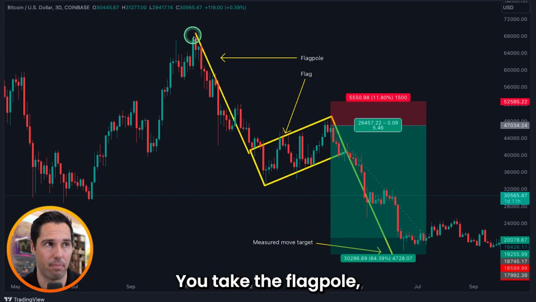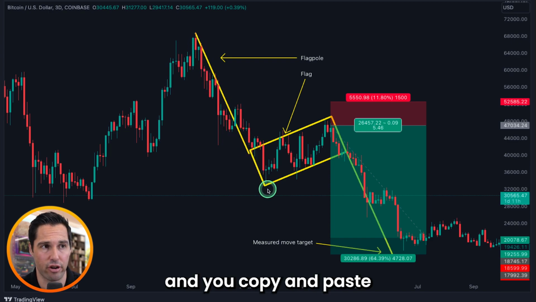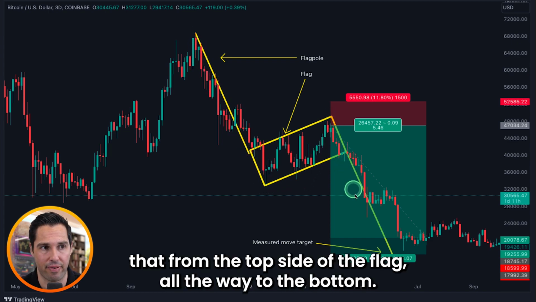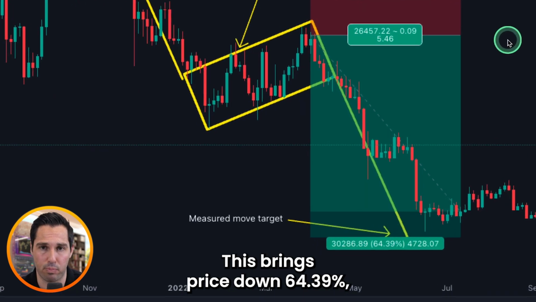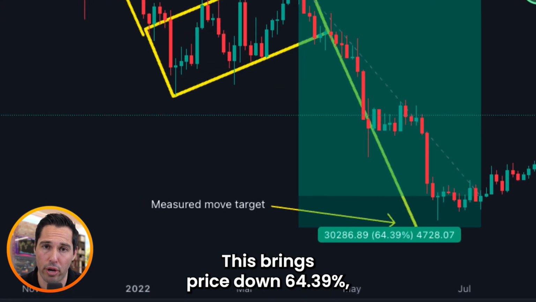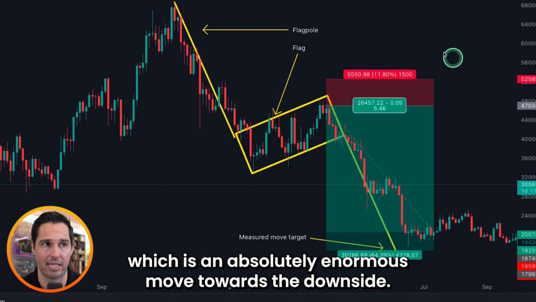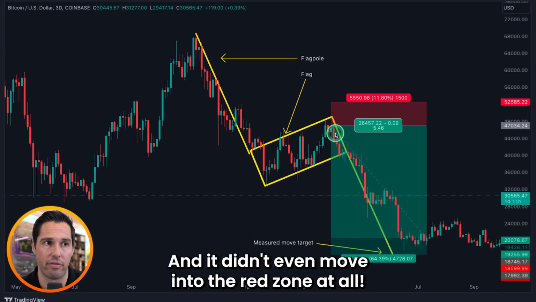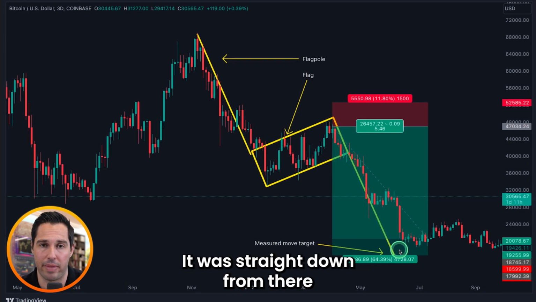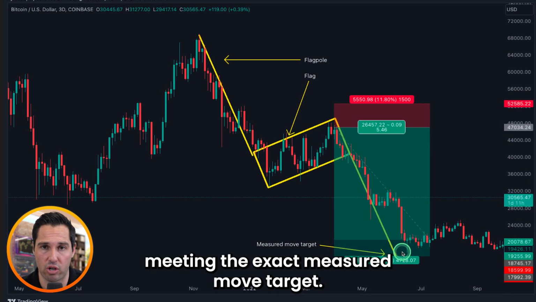Remember, you can work out the measured move. You take the flagpole, which is this section over here, and you copy and paste that from the top side of the flag all the way to the bottom. This brings price down 64.39%, which was an absolutely enormous move towards the downside, and it didn't even move into the red zone at all. It was straight down from there, meeting the exact measured move target.